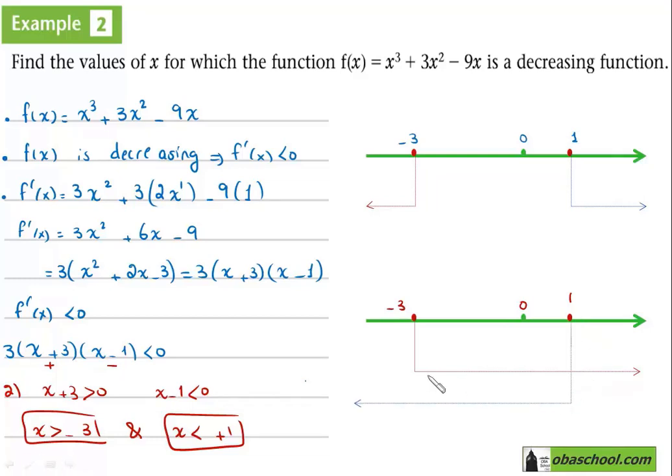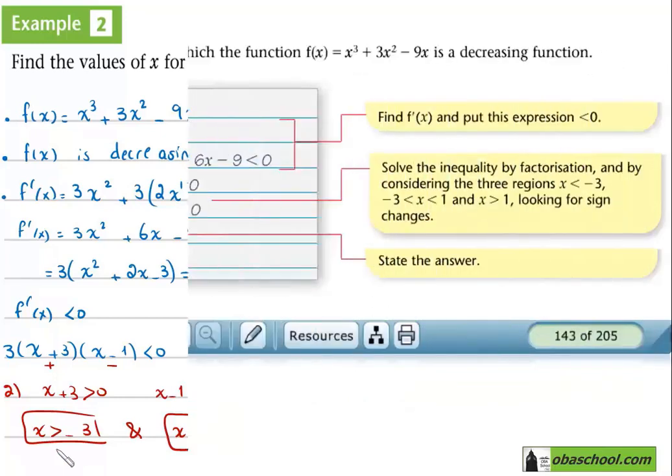We have an intersection in the values here. This is our intersection. So x is between minus 3 and 1, without the equality because we want it exactly less than 0. So the interval for which this function is a decreasing function is between minus 3 and plus 1.